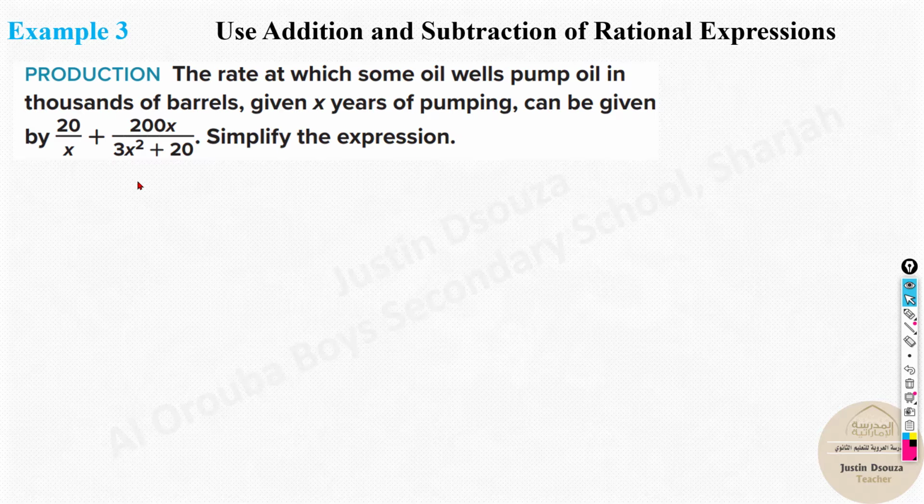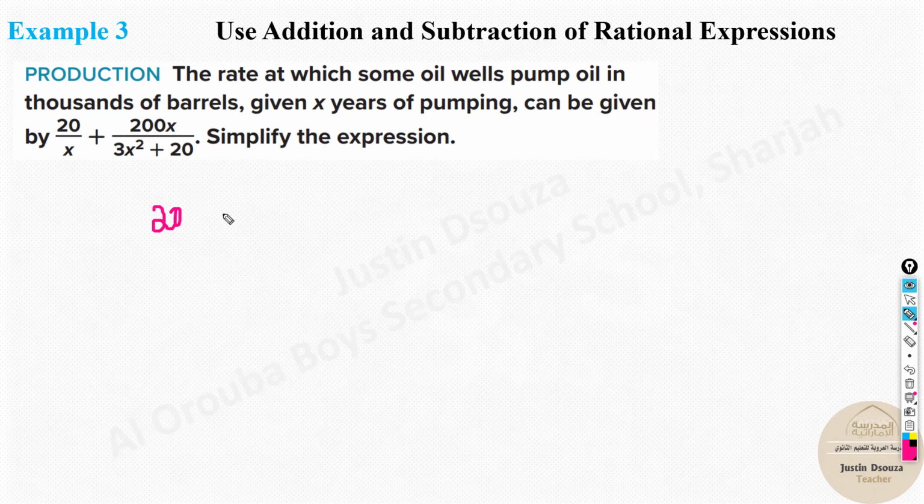That's the solution to the real world problem. Here they have told the rate at which some oil wells pump oil in thousands of barrels, given x years of pumping, can be given by the equation. Simplify that equation. Basically, you just simplify as much as possible. Remember, whenever you add or subtract rational expressions, the denominators must be the same. If they're not the same, just multiply these denominators to the other sides.